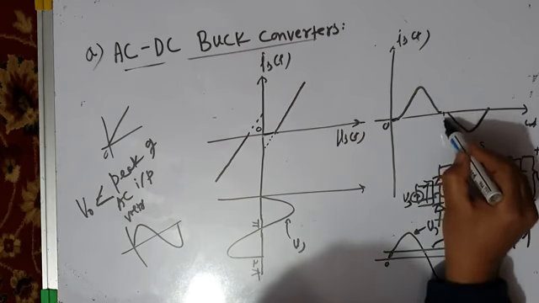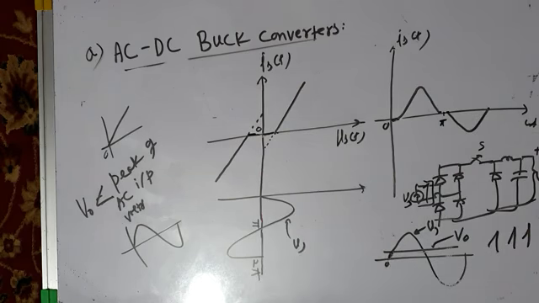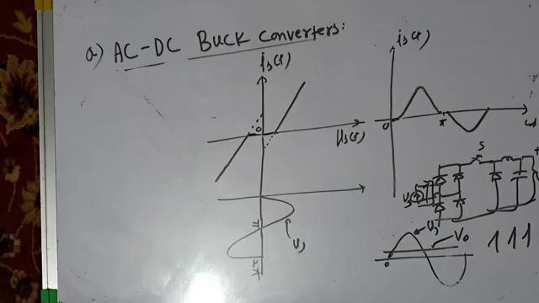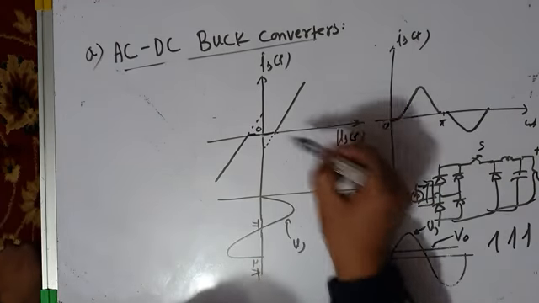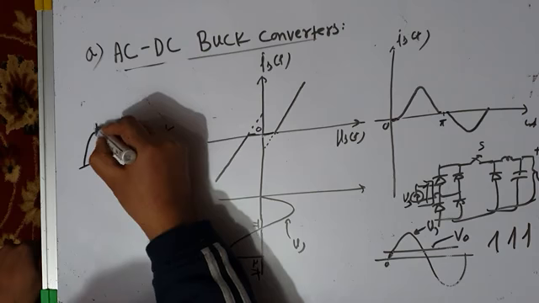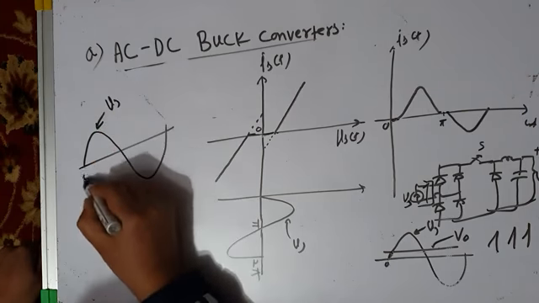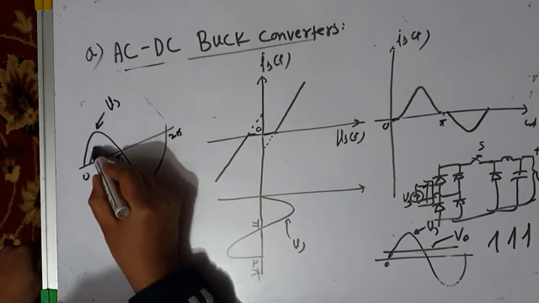Similarly, in the negative half cycle, if this is pi, from pi to here, no current will be drawn. So this is the nature of current drawn by your AC to DC buck converter. This is the source voltage and this is the source current. This is the relationship between source voltage and source current. I can sum it up here. If this is your source voltage, taking one cycle, your source current will look like this.